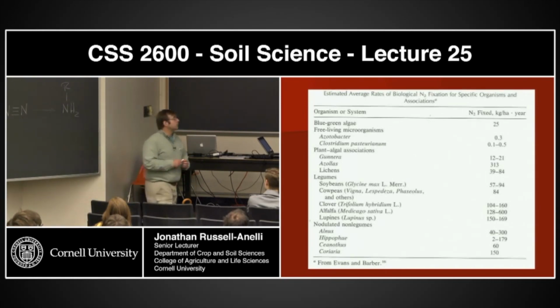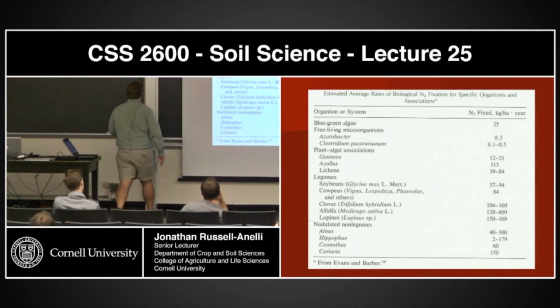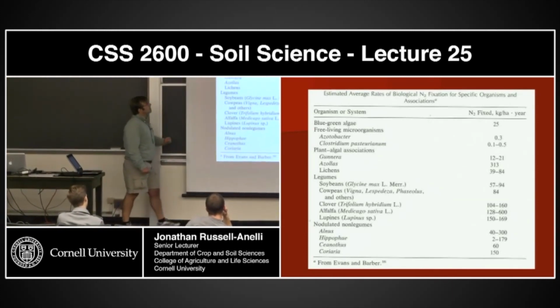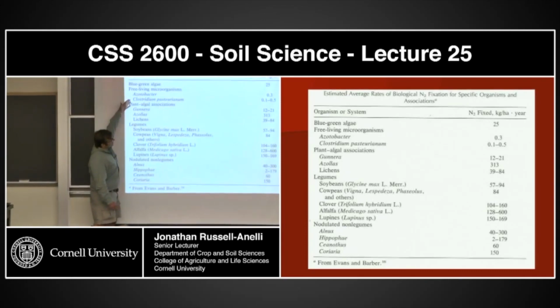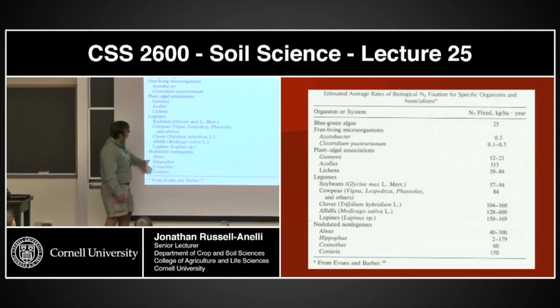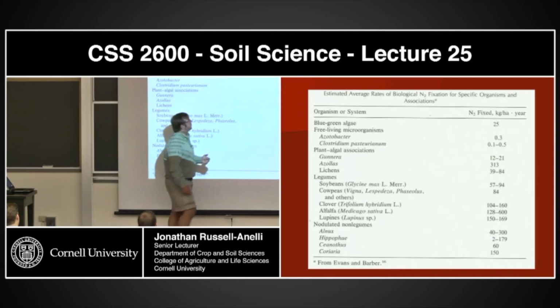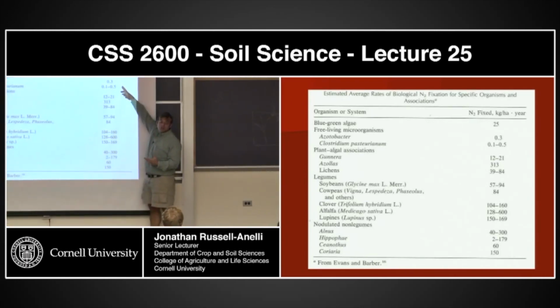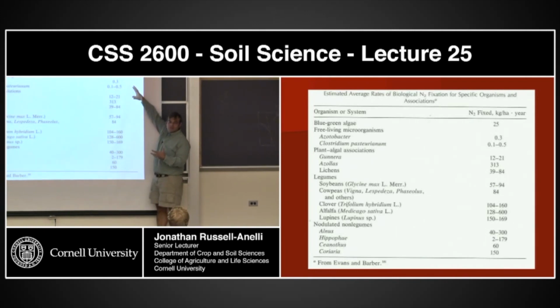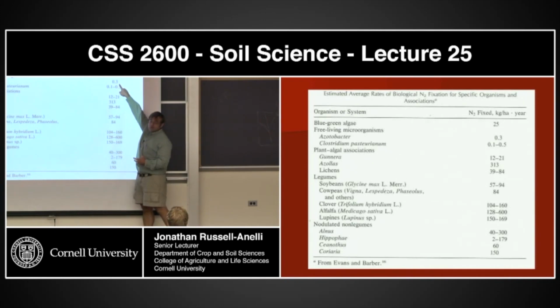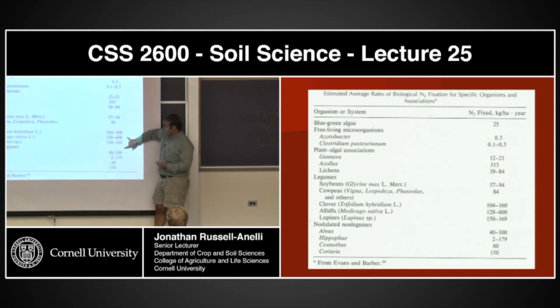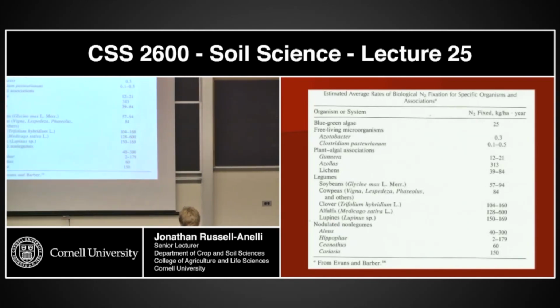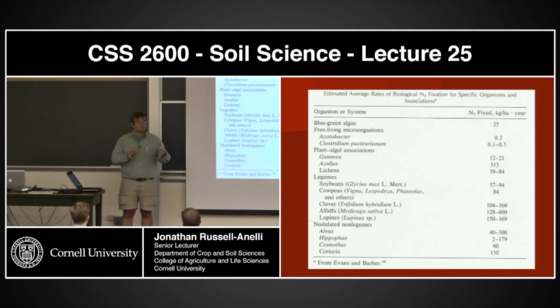Now, some of these are free living. Some of these live in symbiotic relationships with other organisms. Okay? Not all of them, but this is a huge slew of these different types of organisms. And it basically gives you an idea about how much nitrogen, N2, they're fixing, in kilograms per hectare. So in some cases, it's rather small. In some cases, it's rather large. Okay, make sense? Just to give you an idea what this distribution is.